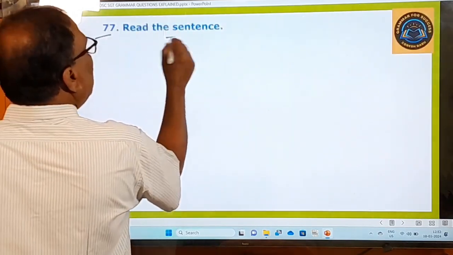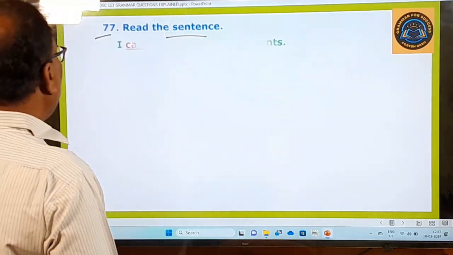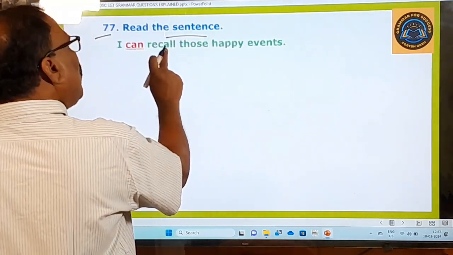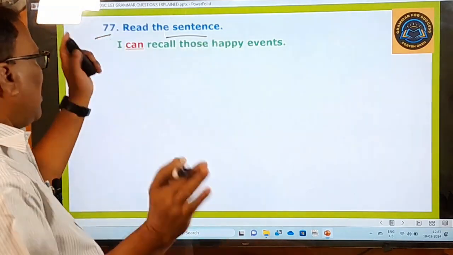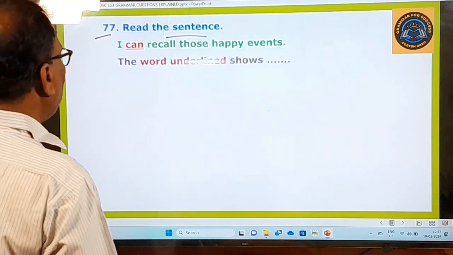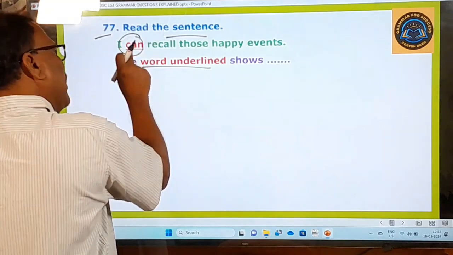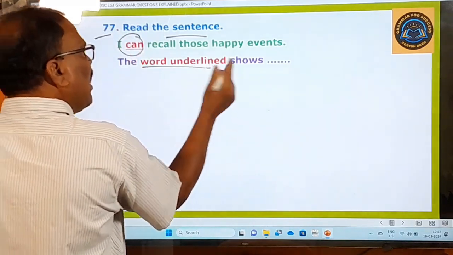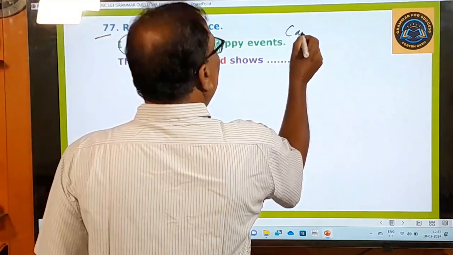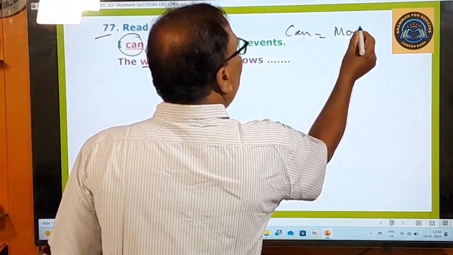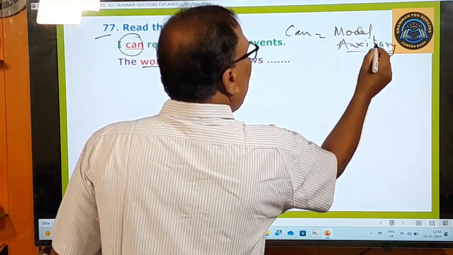77th question. Read the sentence. Again the examiner is asking you to read the sentence. What is the sentence? I can recall those happy events. We have read the sentence. What is the examiner asking you to do? This is the word underlined, and I have given it in red color also. What does the underlined word show? You know very well. Can is what? A modal auxiliary.